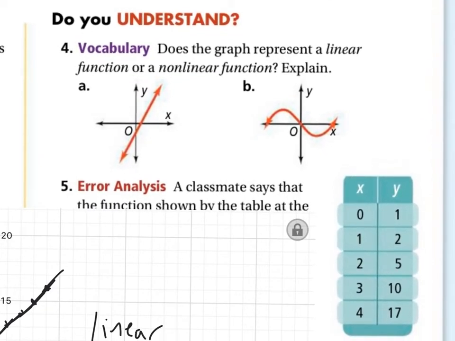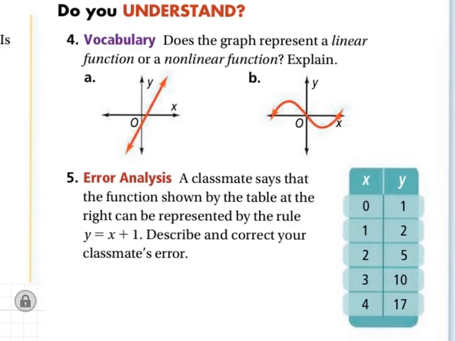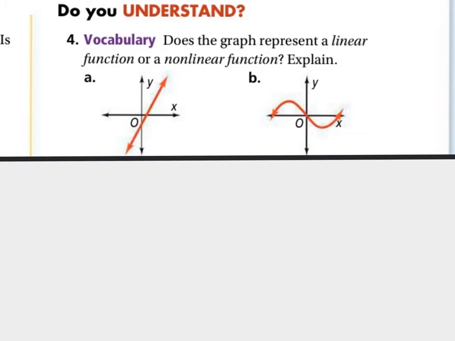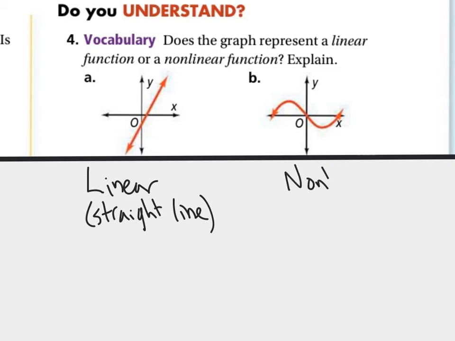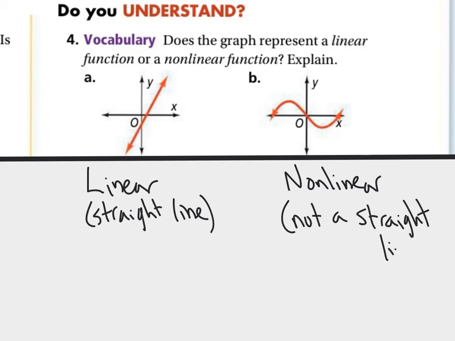And number 4, does the graph represent a linear function or a nonlinear function, and explain. So part A is linear because it's a straight line. And part B is nonlinear because it's not a straight line. So this gives you an idea of how to work with patterns and nonlinear functions.